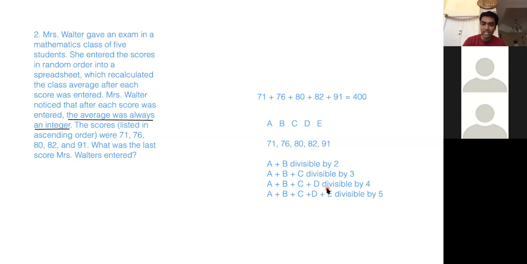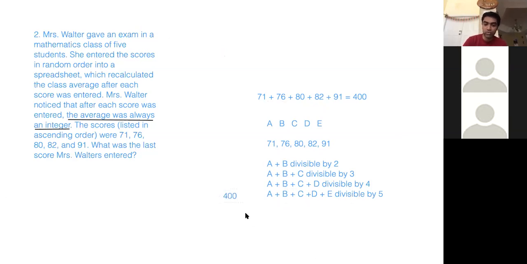So this one has E in it, this one doesn't, right? So let's look at these two, divisible by 4 and divisible by 5. So we know A plus B plus C plus D plus E is divisible by 5, but this is not very helpful to us because we know what A plus B plus C plus D plus E is, right? We know this is actually 400.